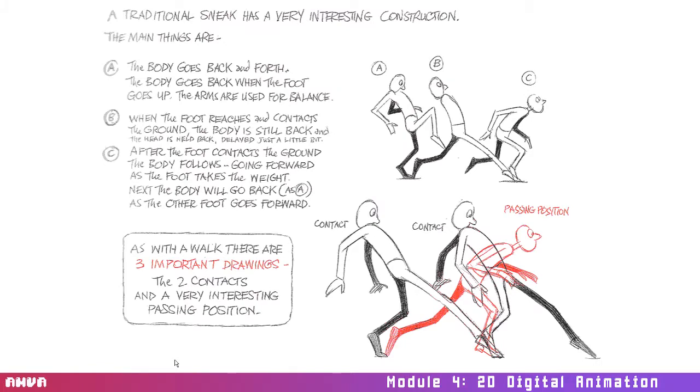So a traditional sneak has a very interesting construction. The main thing is the body goes back and forth. The body goes back when the foot goes up. The arms are used for balance. When the foot reaches and contacts the ground, the body is still back and the head is held back, delayed a little bit. After the foot contacts the ground, the body follows, going forward as the next foot takes the weight. Next, the body will go back again, and the other foot goes forward.